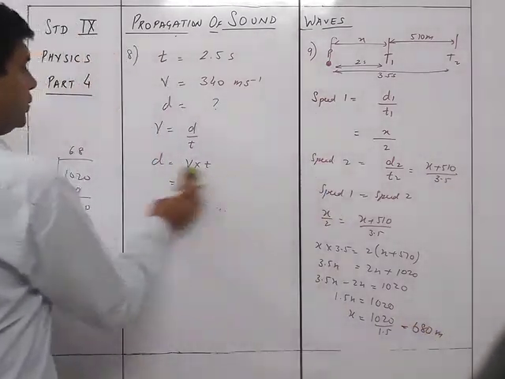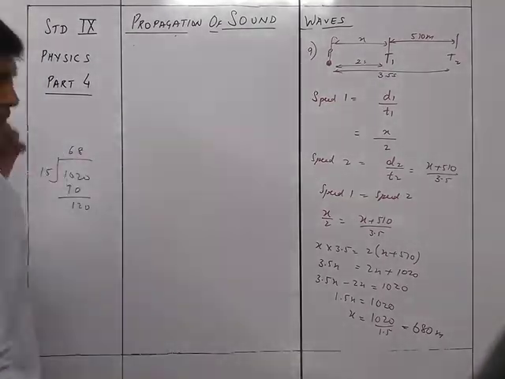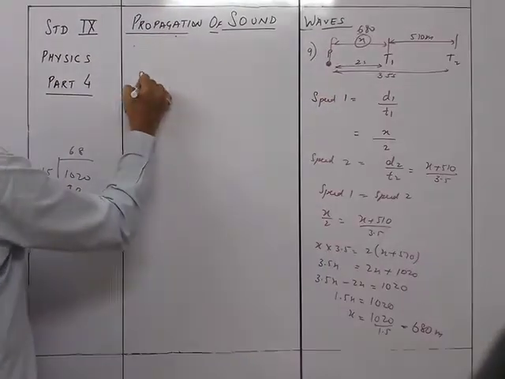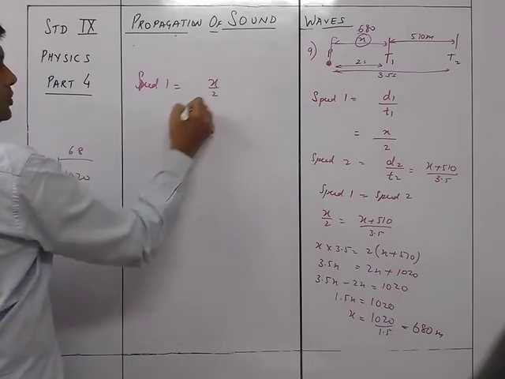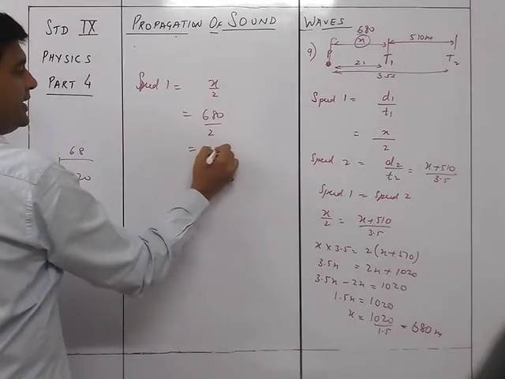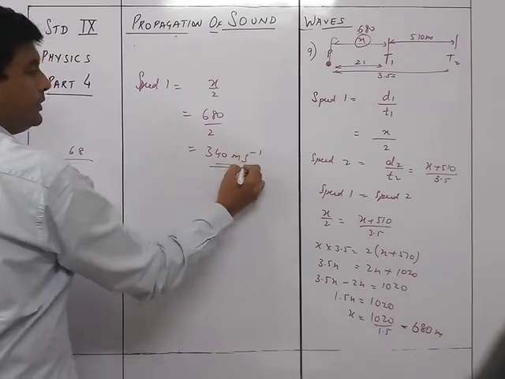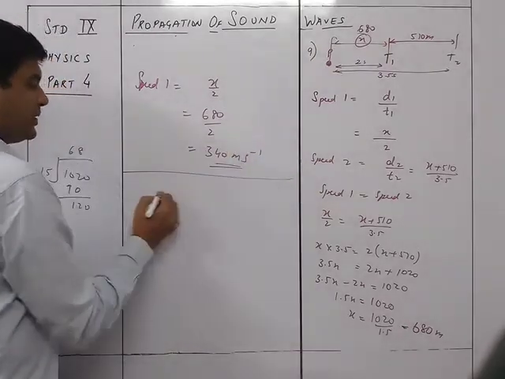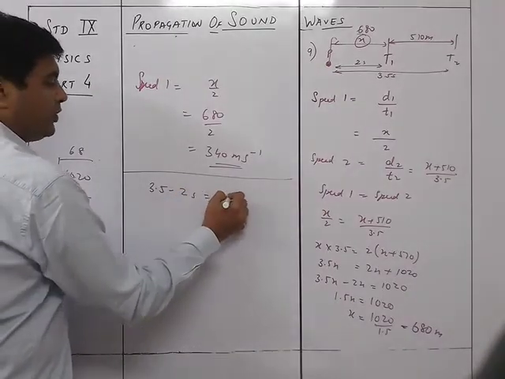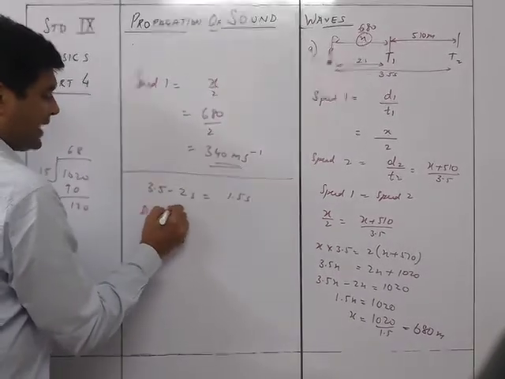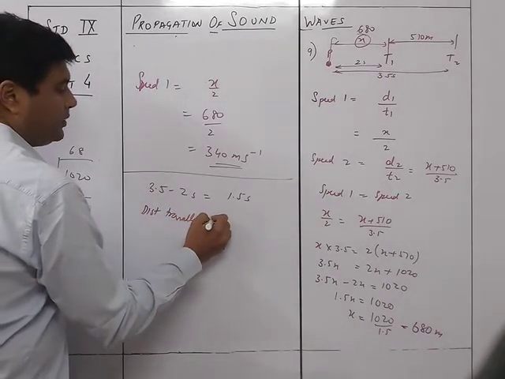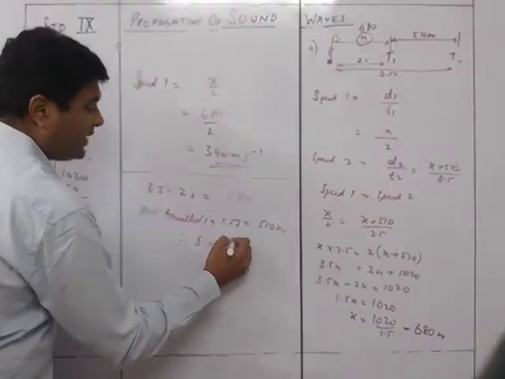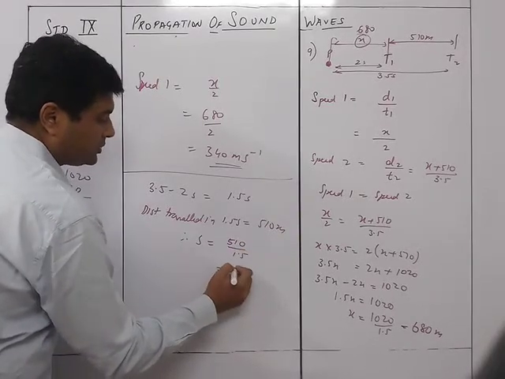So now what you need to know is the speed. What we got here is that this distance is 680. So now we know what speed 1 is. Speed 1 is equal to x upon 2, that is 680 upon 2, which is 340 meters per second. Of course, this is a longer method. The easier method would be directly this one: 3.5 minus 2 seconds is equal to 1.5 seconds. Distance traveled in 1.5 seconds is equal to 510 meters. Therefore, speed is equal to 510 upon 1.5, which equals 340 meters per second.